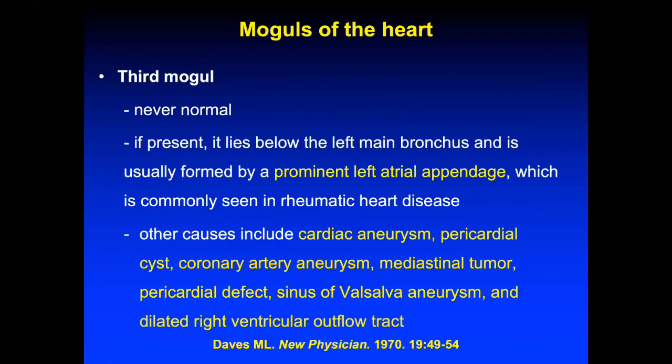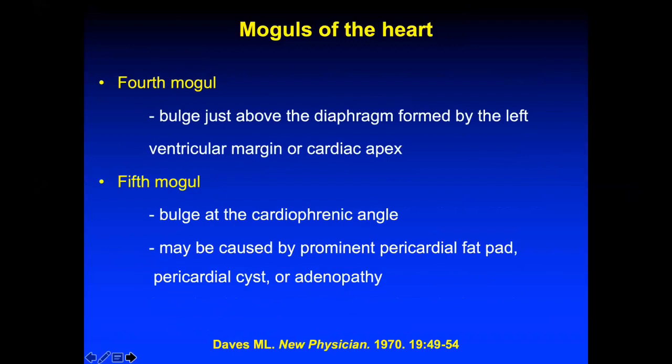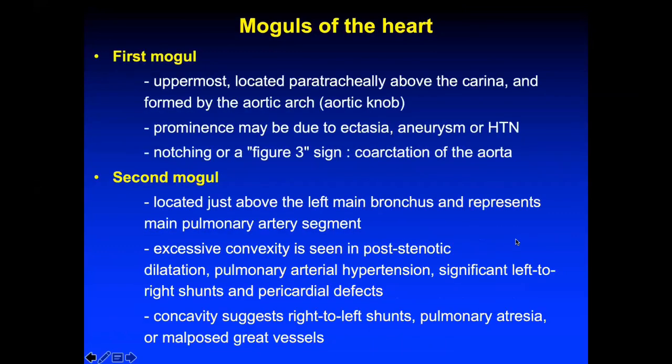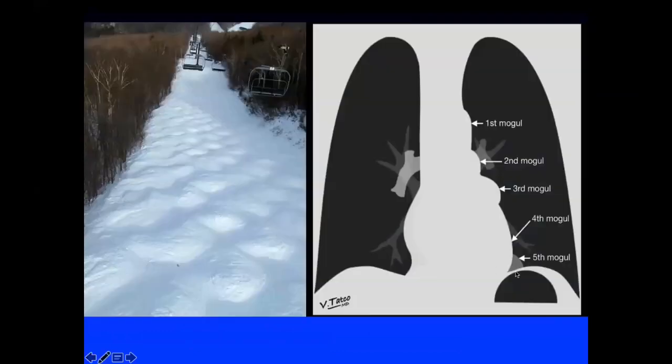Then the fourth Mogul is the bulge over the diaphragm, and it is formed by the cardiac apex. That is very simple. The fifth Mogul is the bulge of the cardiophrenic angle, and the causes will be prominent pericardial fat, pericardial cyst, or adenopathy, some lymph nodes. The fourth Mogul is formed by the left ventricular apex. It is always normal. The fifth Mogul can be formed by pericardial fat, pericardial cyst, or there can be some tumor or sometimes even lymph nodes.